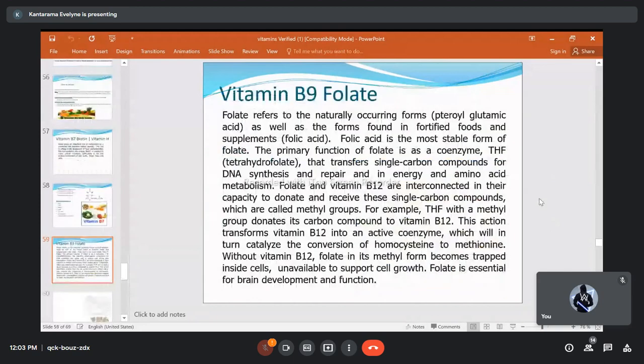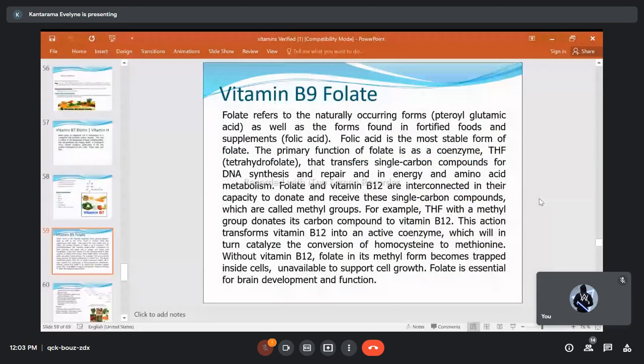Another vitamin is folate. Folate refers to the naturally occurring forms of glutamic acid, as well as forms found in fortified foods and supplements. This is folic acid. Folic acid is the most stable form of folate. The primary function of folate is as a coenzyme, tetrahydrofolate. You remember about purine metabolism. It transfers single carbon compounds for DNA synthesis and repair, and in energy and amino acid metabolism.